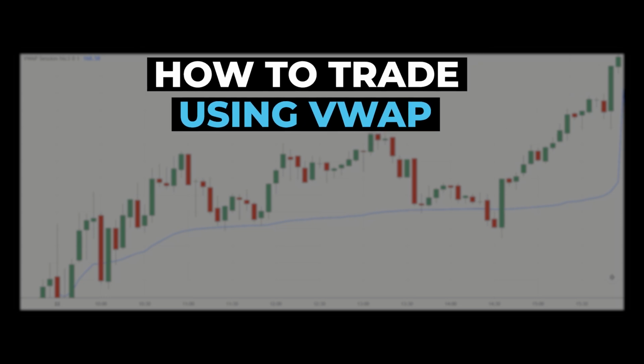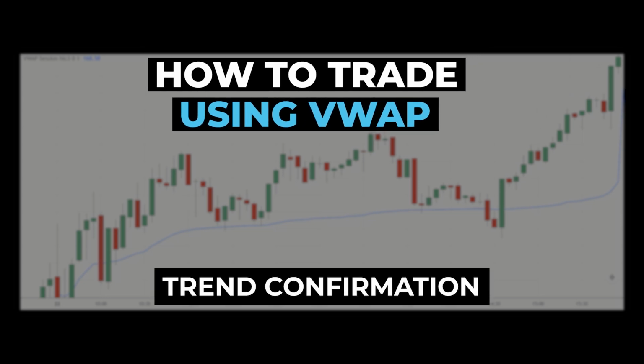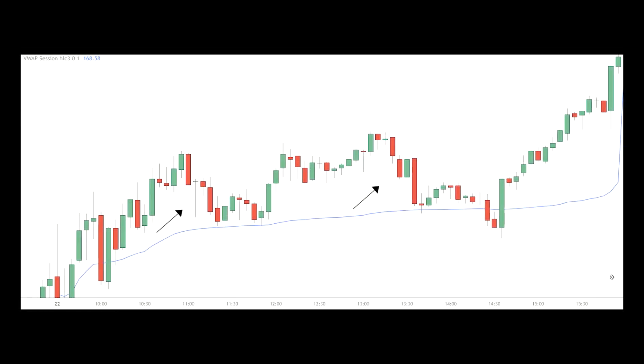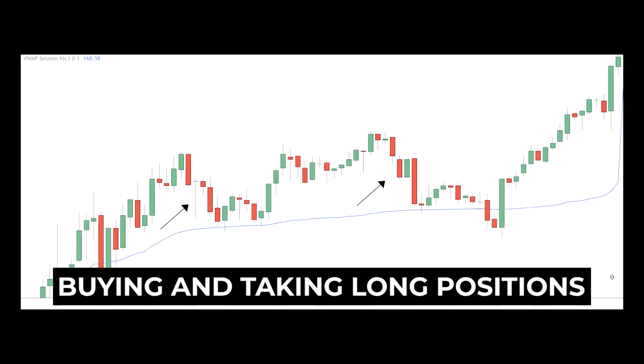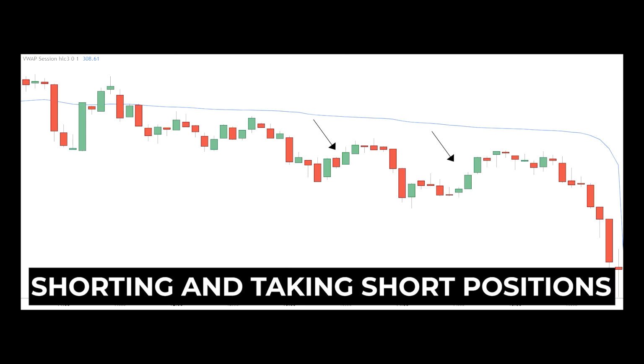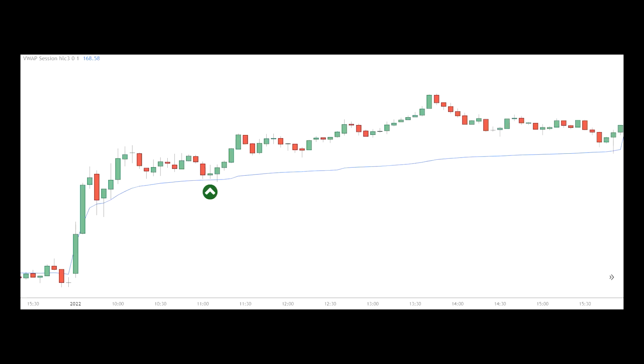As I mentioned, day traders utilize VWAP as a trend confirmation tool. Now, the simplest strategy is if the price is above the VWAP line, you should only focus on buying and taking long positions. Now, if the price is below the VWAP line, then you should only focus on shorting and taking short positions. Another way day traders utilize the VWAP line is as a support or resistance price level.